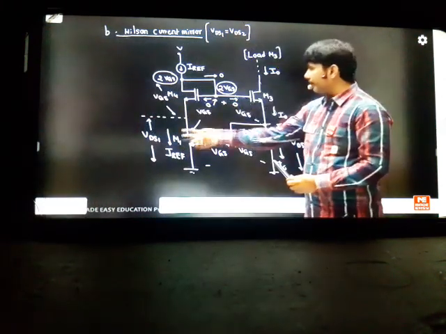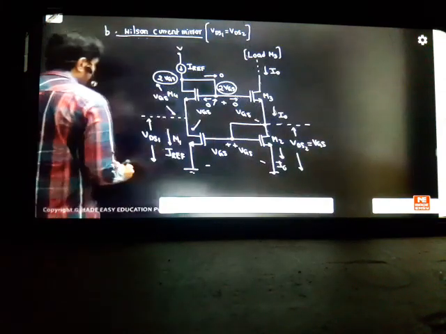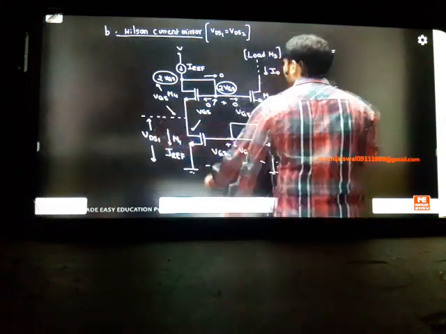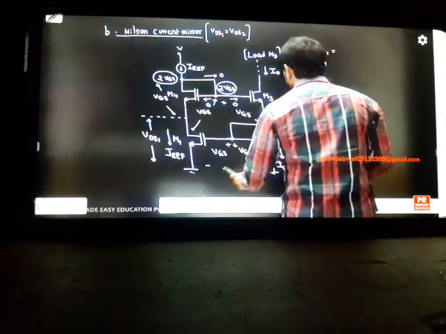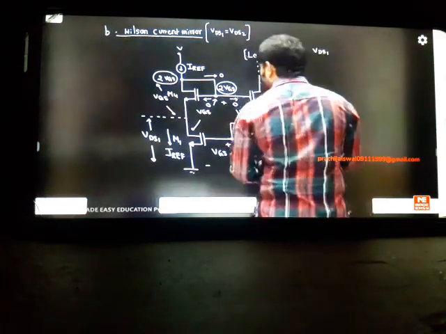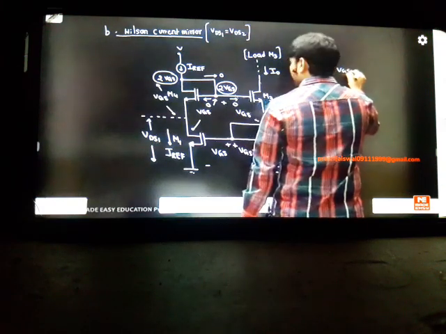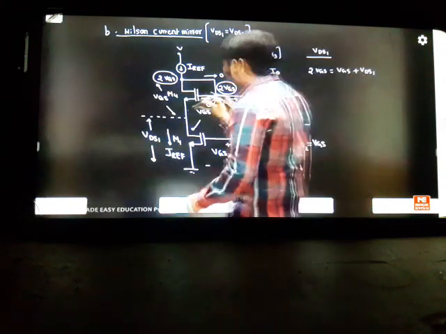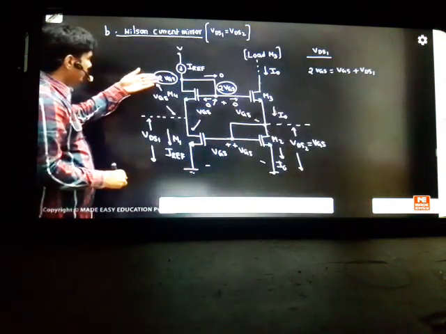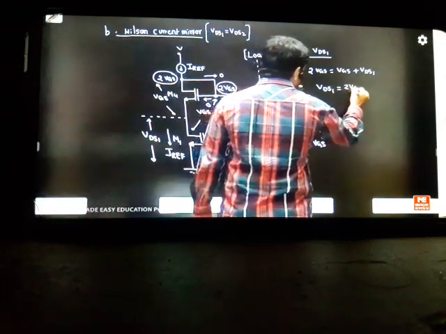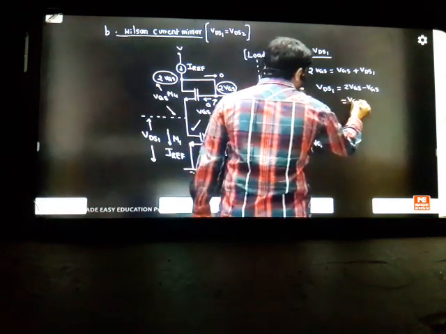Now finally, if I ask you what is VDS1 here in the problem, if I want to solve, you can write VDS1 as nothing but this voltage. First of all, 2 VGS you will write. If you want VDS1, you start here. It is 2 VGS is equal to VGS plus VDS1. You can write a KVL here. 2 VGS is equal to VGS plus VDS1. Then what is VDS1? It is 2 VGS minus VGS. So the answer is VGS. Can you see the trick now?